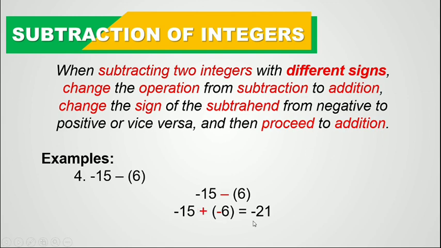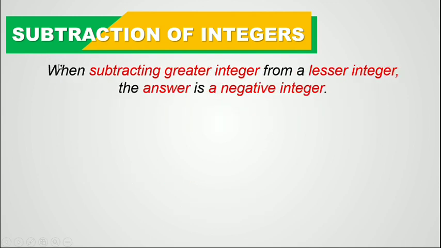Remember the rule in addition: if they have the same signs, you add them directly, and then you affix or copy their common sign. So negative 15 plus negative 6 is negative 21. 15 plus 6 is 21, and then copy their common sign because they have the same sign. Therefore, negative 15 minus 6 equals negative 21. Okay? Now, let's have this rule.